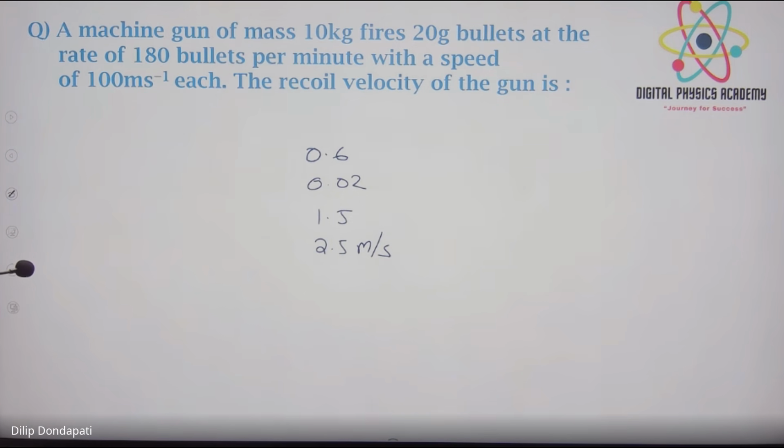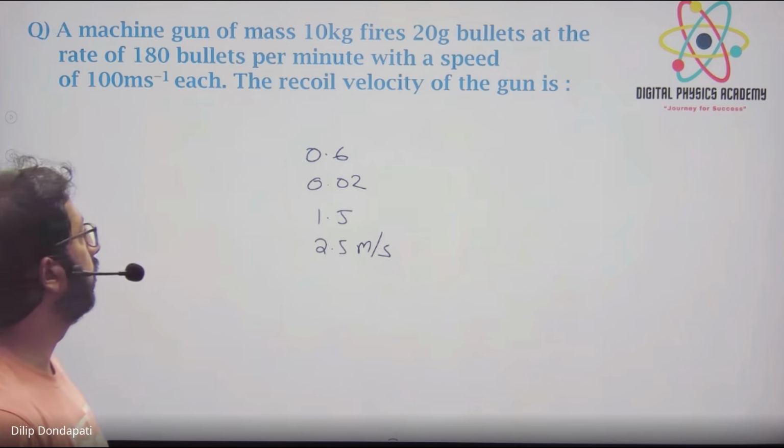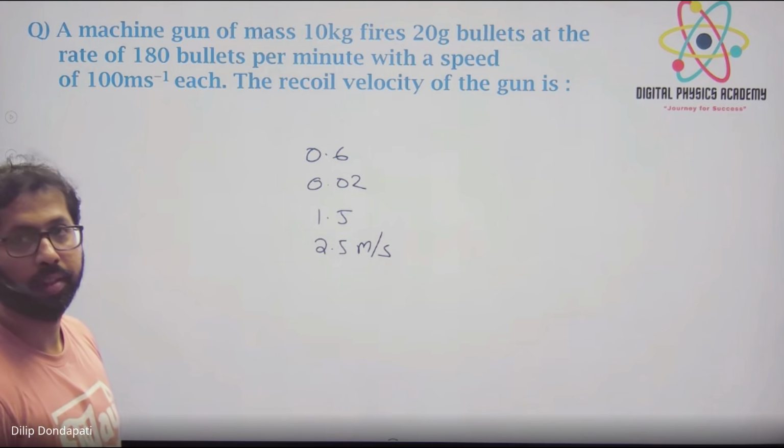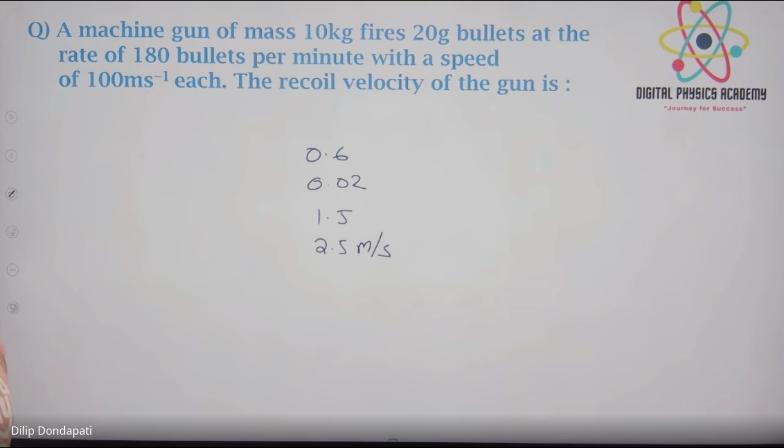So gun and bullet internal forces will be cancelled. There is no external force. That's why we can apply initial momentum equal to final momentum and solve. 0.6. Okay, this answer.